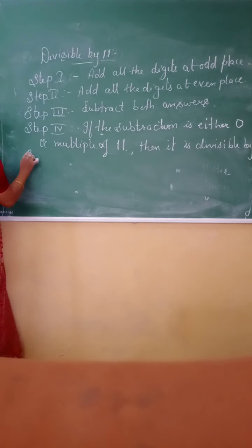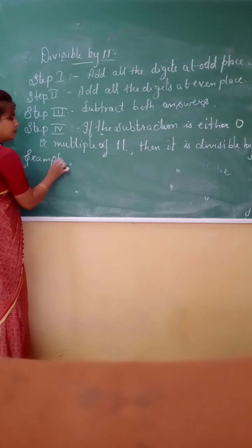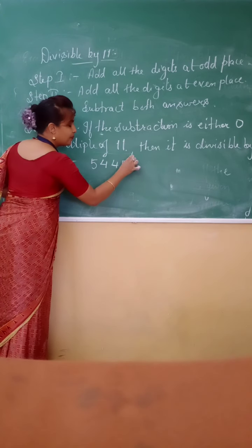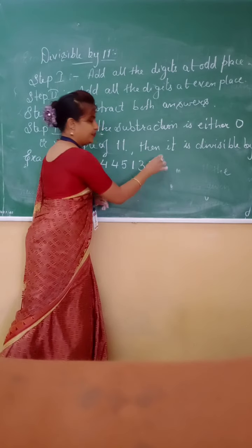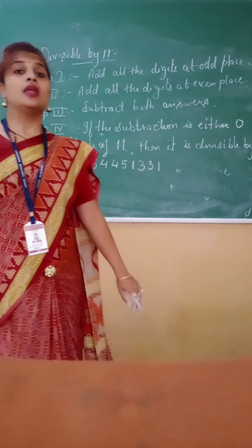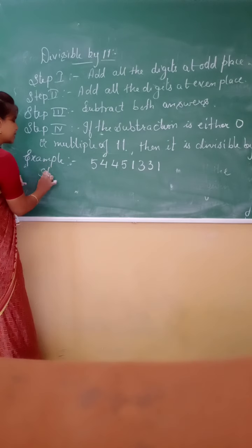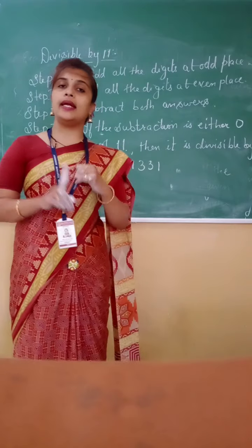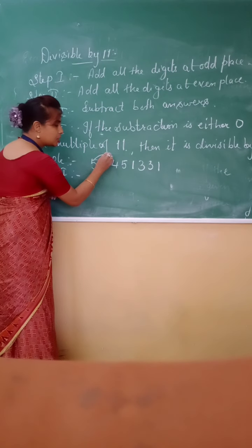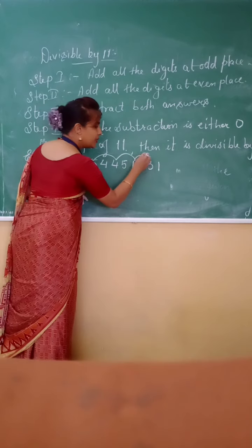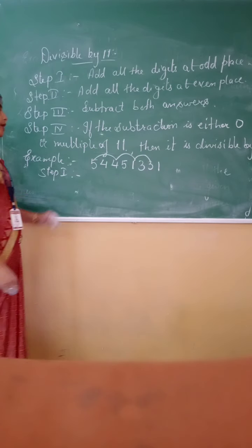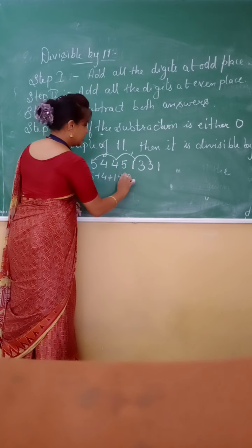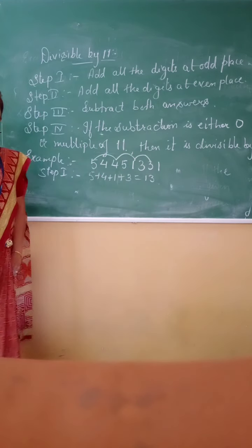For example, 5445 1331. Suppose we are having this number. Now, first step, that is step 1. What we have to do? Add the digits at odd place. Odd place means first place, third place, fifth place, and seventh place. Add all these digits. 5 plus 4 plus 1 plus 3. It is equal to 13.